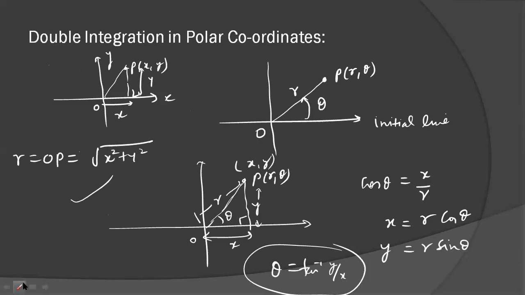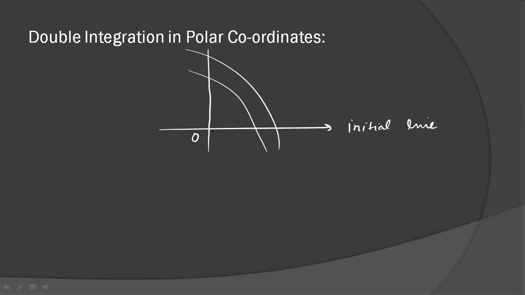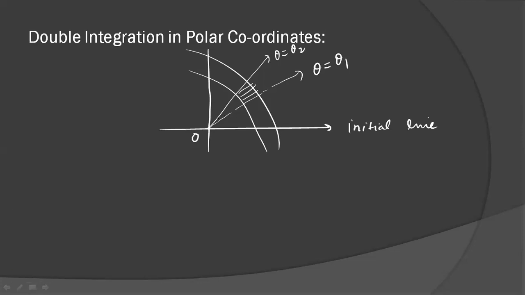Before that, let's see the representation of double integration in polar coordinates. We have an initial line, and this is our pole. And this is a bounded region between theta equal to theta 1 and theta equal to theta 2. So this is our bounded region. For this bounded region, we will take the r accordingly.